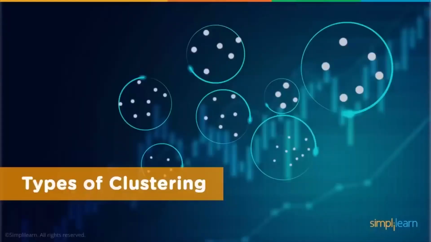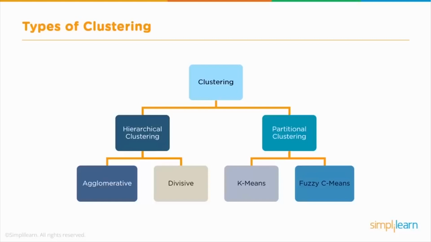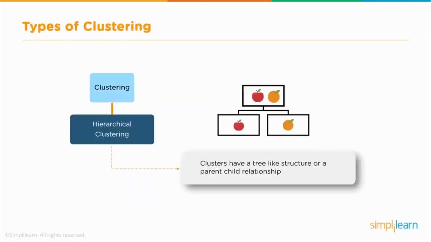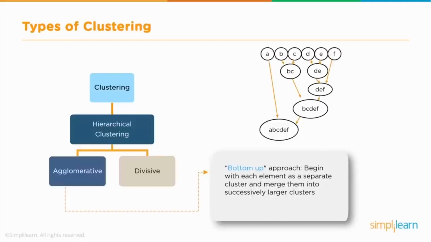What are the types of clustering? There are primarily two categories of clustering: hierarchical clustering and partitional clustering. Each of these categories is further subdivided into agglomerative and divisive clustering, and k-means and fuzzy c-means clustering. Let's take a quick look at what each of these types of clustering are. In hierarchical clustering, the clusters have a tree-like structure, and hierarchical clustering is further divided into agglomerative and divisive.